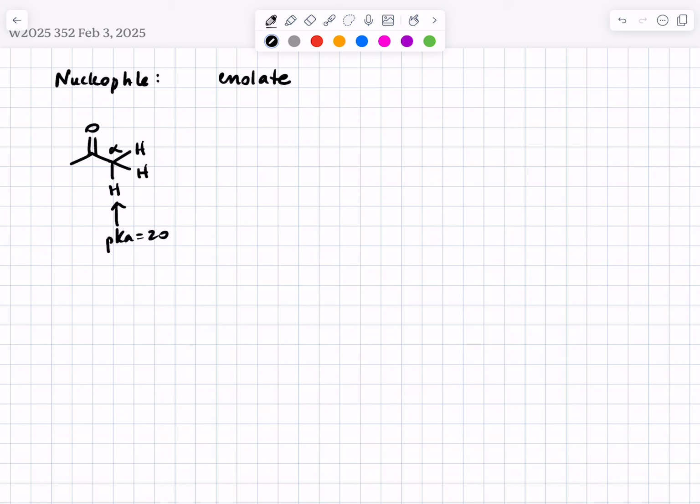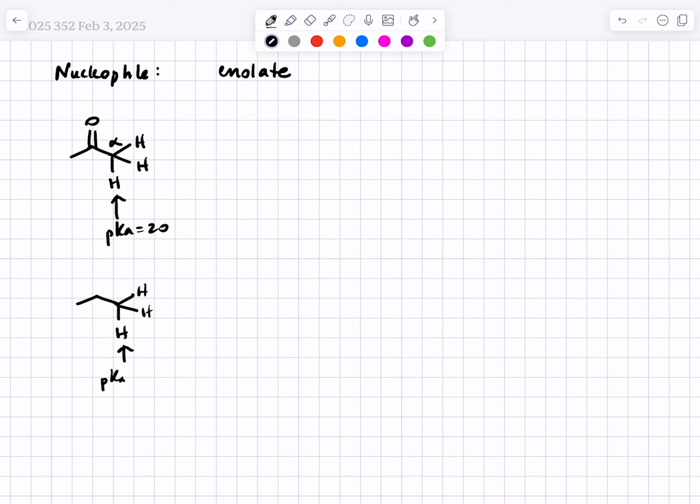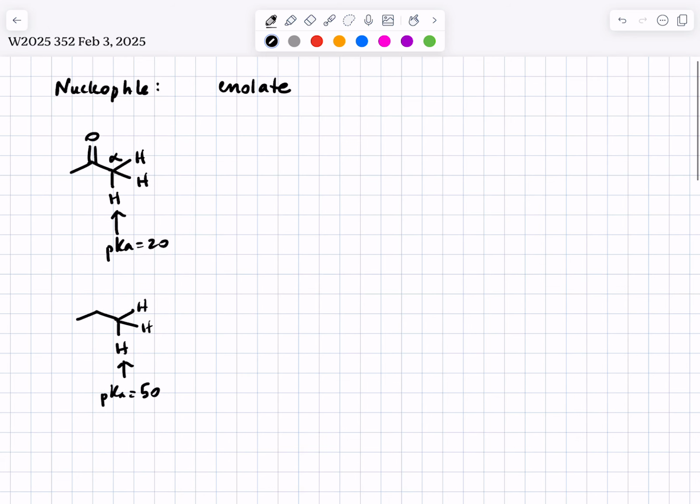And that should be somewhat surprising because a regular sp3 hybridized carbon-hydrogen bond has a pKa of like 50. So 10 to the 30 times more acidic. And the reason for that is, of course, that if a base removes the proton, the resulting conjugate base is resonance stabilized.